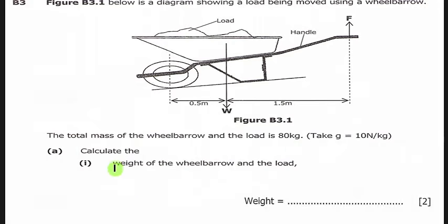So you need to know the formula for calculating weight. Weight is equal to mass times acceleration due to gravity. The mass is of the object, which is the load and the wheelbarrow, and the acceleration due to gravity is given as 10. So weight is 80 times 10, which will be 800 Newton. So weight is 800 Newton.